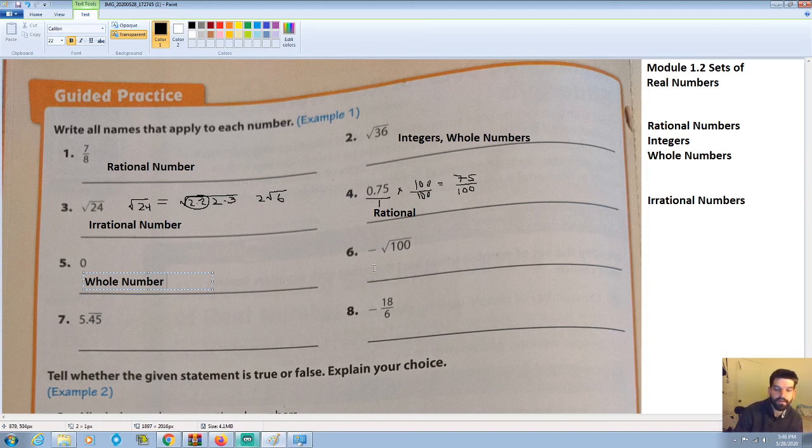Negative the square root of 100, that's going to be an integer. The reason for that is the square root of 100 is going to be 10, but since we're applying the negative to it, that's going to be negative 10. So it's still going to be an integer. It's a whole number as well.